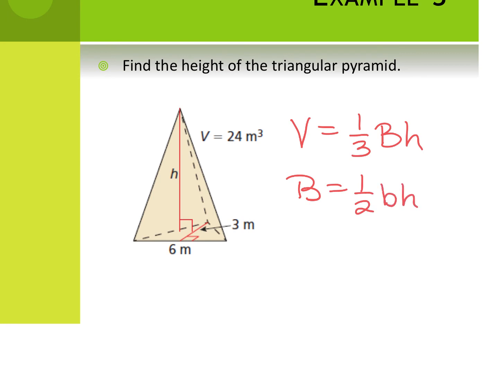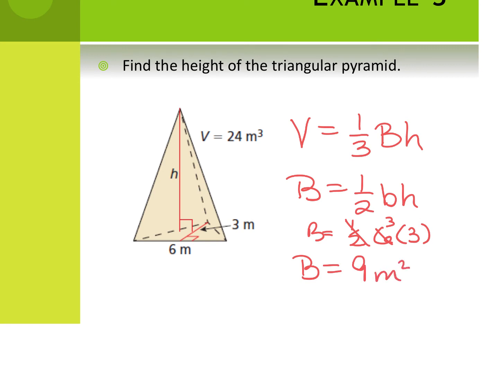The base of the base triangle is 6, and the height of that base triangle is 3. So 1/2 of 6 times 3, again, I could take half of 6, and then 3 times 3 is 9. And these are meters squared.